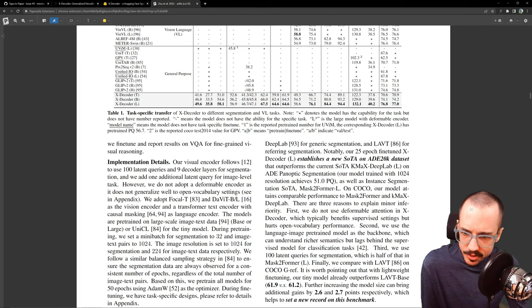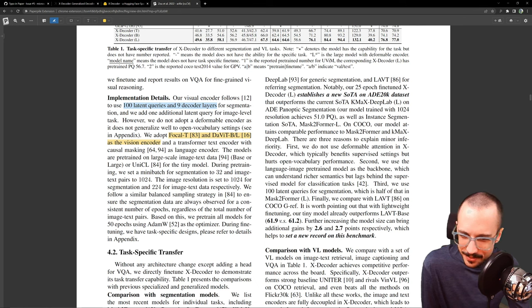Our visual decoder follows to use 100 latent queries and 9 decoder layers, and we add one additional latent query for image level tasks. Okay, so 100 latent queries and 9 decoder layers. We adopt Focal T and DaViT-B L as the vision backbone, and a transformer text encoder with causal masking. Why do they not tell you what this transformer text encoder is? Just tell us what it is. Is it some Microsoft secret?